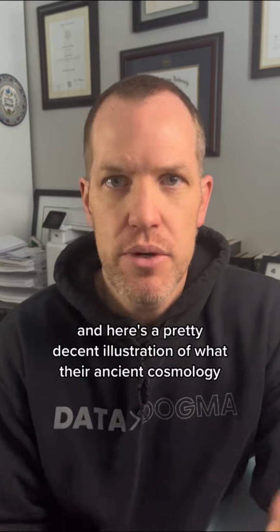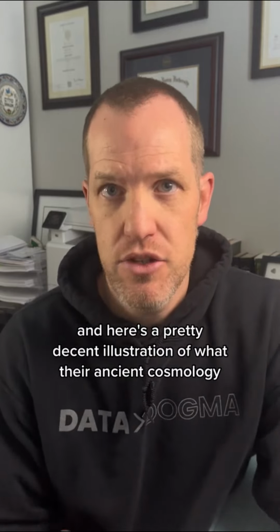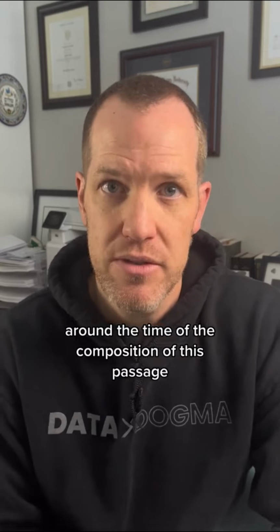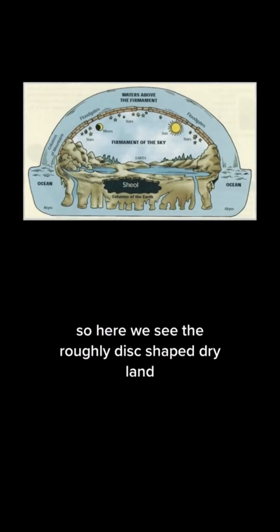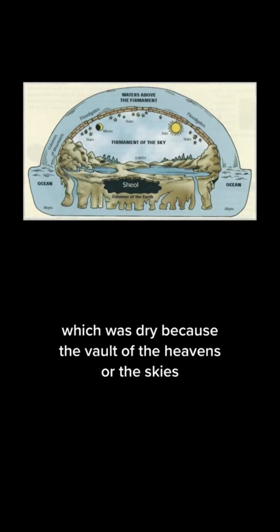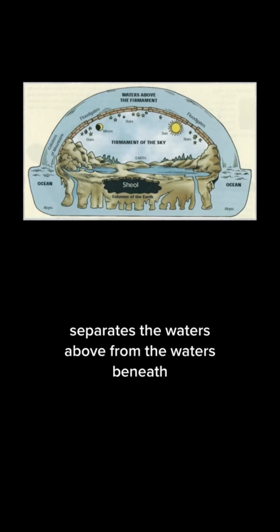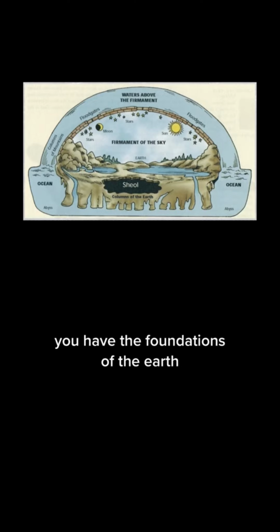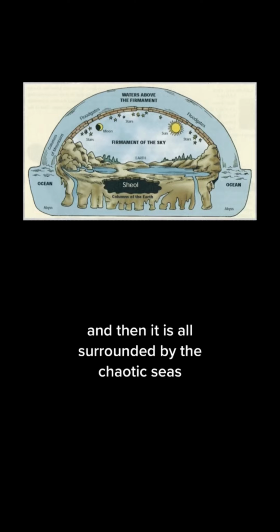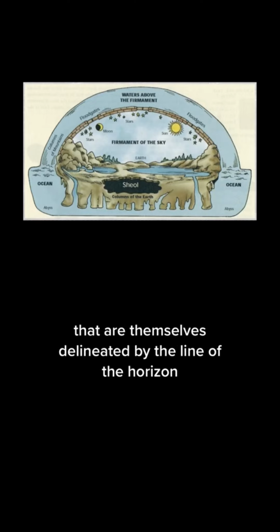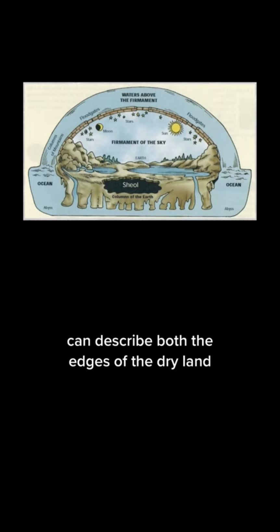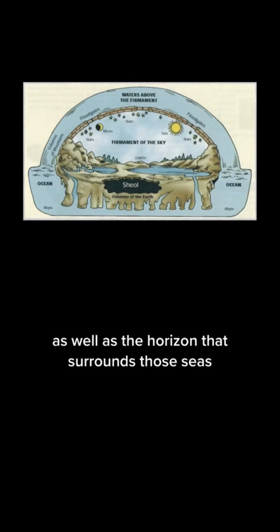And here's a pretty decent illustration of what their ancient cosmology around the time of the composition of this passage would have looked like. So here we see the roughly disc-shaped dry land, which was dry because the vault of the heavens or the skies separates the waters above from the waters beneath. You have the foundations of the earth somewhat like roots underneath that disc, and then it is all surrounded by the chaotic seas that are themselves delineated by the line of the horizon. And the word in these passages that is used to refer to circle can describe both the edges of the dry land as well as the horizon that surrounds those seas.